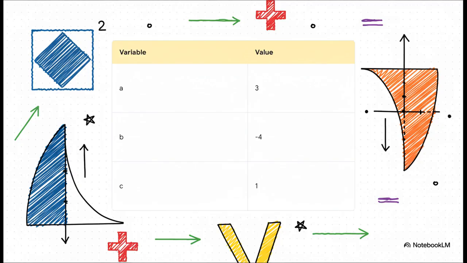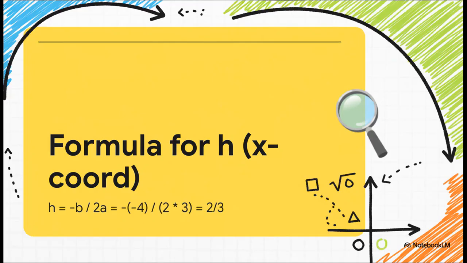First things first, let's just identify our coefficients so we don't get mixed up. Looking at the equation, it's clear that a is 3, b is negative 4, and c is 1. All right, now we just plug those values into our formulas. To find h, which is the x-coordinate of the vertex, we use the formula negative b divided by 2a. So let's plug in our numbers. That's the negative of negative 4, all divided by 2 times 3. Well, a negative negative 4 is a positive 4, and 2 times 3 is 6. So we have 4 over 6, which simplifies down to 2 over 3.